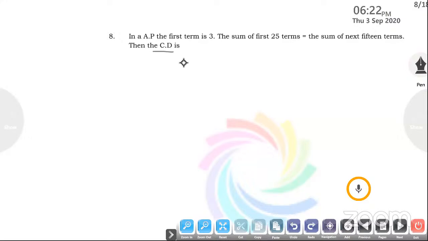So the first term of AP is given as 3, a equal to 3. The sum of the first 25 terms, let us consider, is nothing but S25. And this is equal to the sum of the next 15 terms. So we have T1, T2, T3 and so on, T25. The next 15 terms are T26, T27 and so on, T40. So we added 15 terms with this.